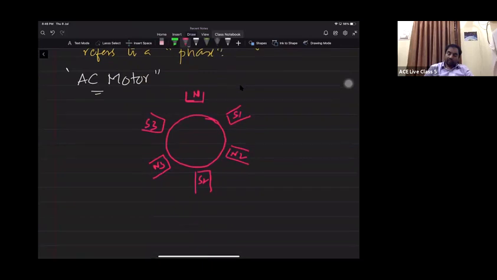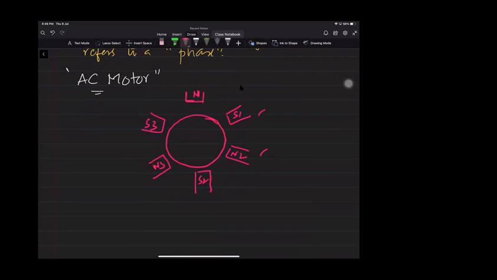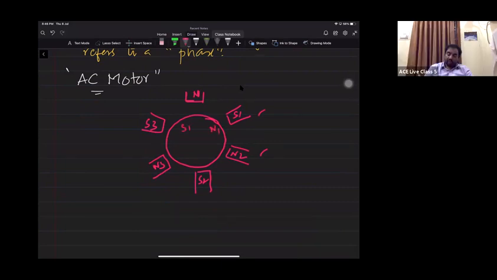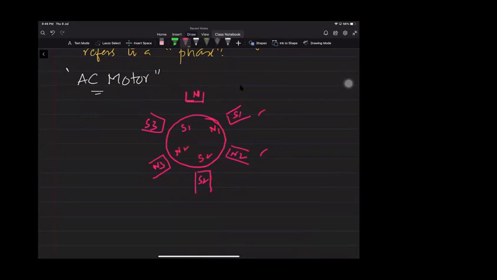This is 6, okay. On the rotor, on the rotating part, how many poles? 4, right? N1, S1, S2, N2. Let me take. Understood? Okay, sir.